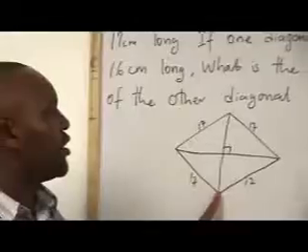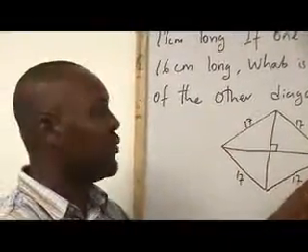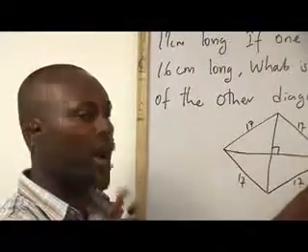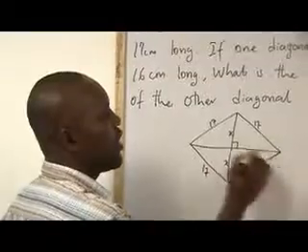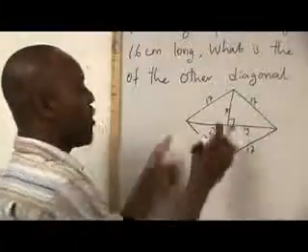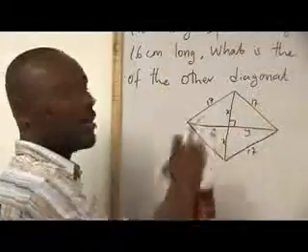Remember I said that the diagonals bisect each other. Bisecting means what? Dividing each other into two equal halves. If I call this x, I call this x. If I call here y, I call here y. Because this length is equal to this length. Likewise, this length equal to this other length.